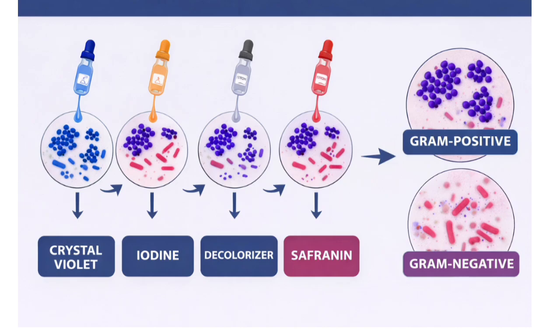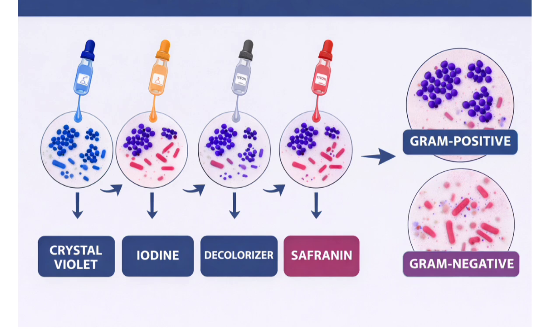Now it's essential to understand the reagents used and their roles in the process. First one is the primary stain, that is crystal violet. It is a basic dye and generally it stains all bacterial cells. Crystal violet is a basic dye or a primary stain which penetrates the cell wall and cytoplasm.